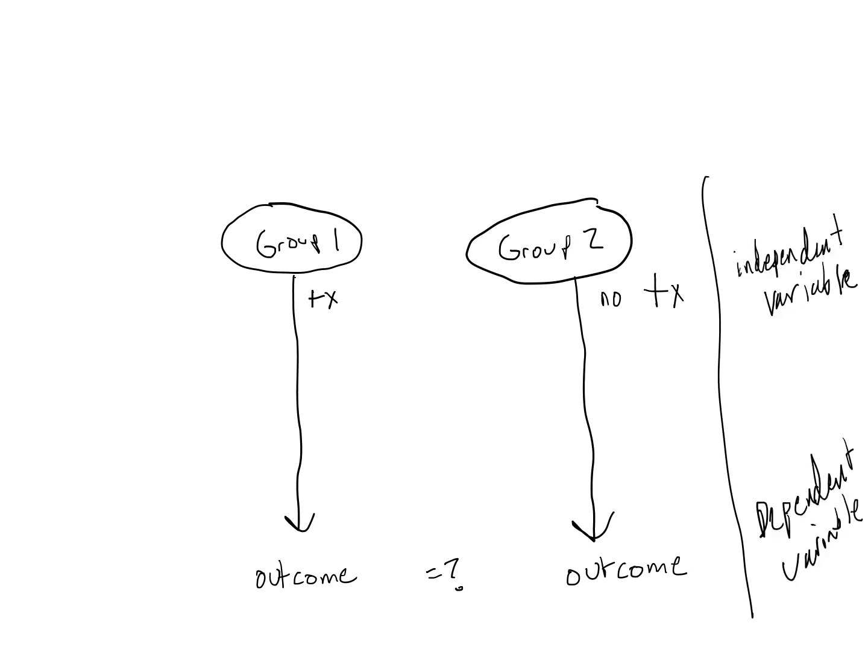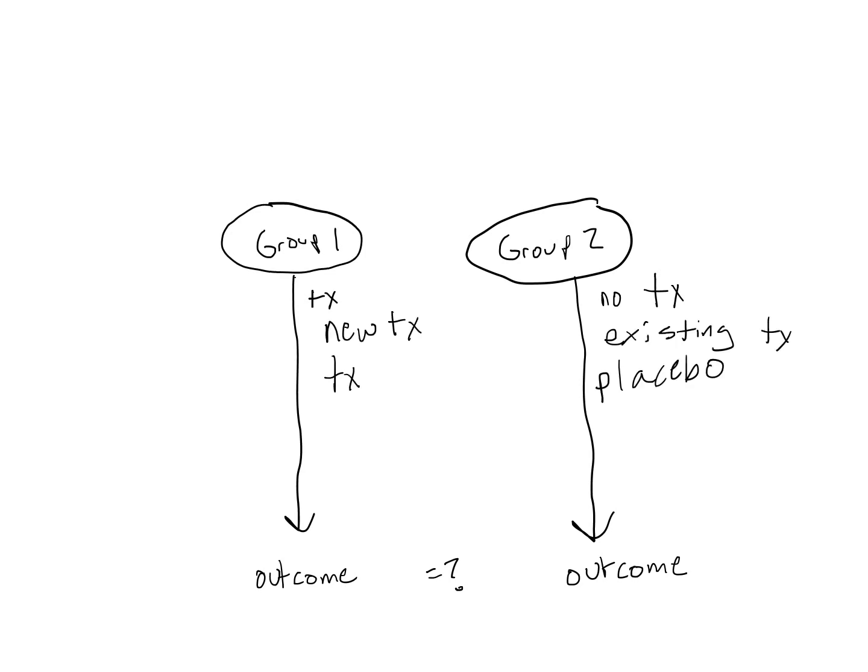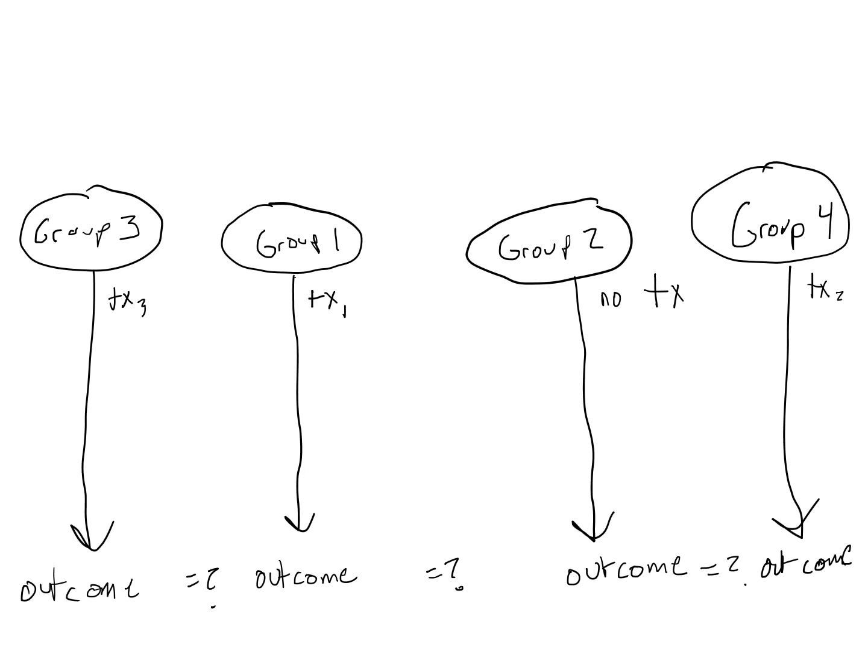Our outcome of interest is the dependent variable, and treatment status is the independent variable. Clinical trials may also compare a new treatment to an existing treatment, a treatment to a placebo control, or may evaluate a prevention intervention. Clinical trials may also have more than two groups.